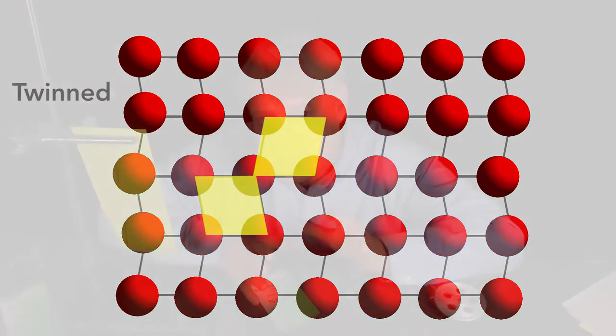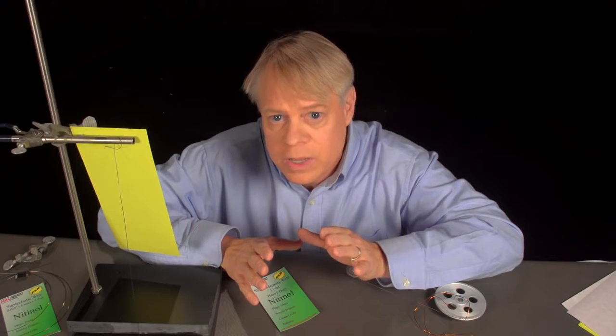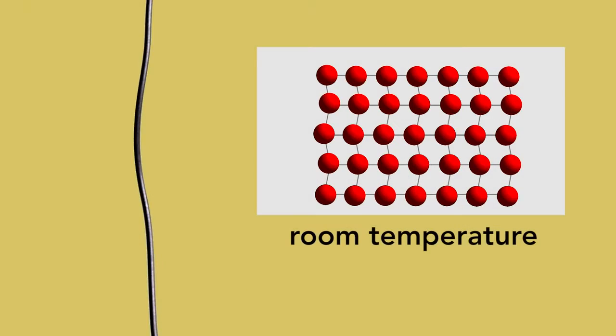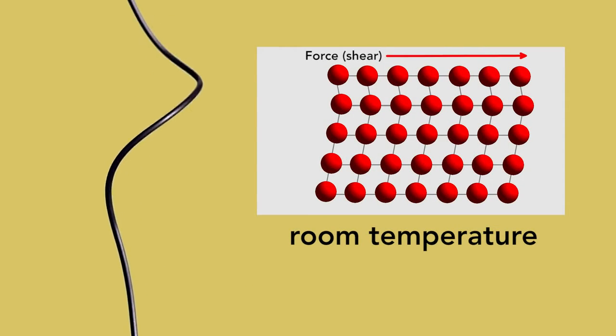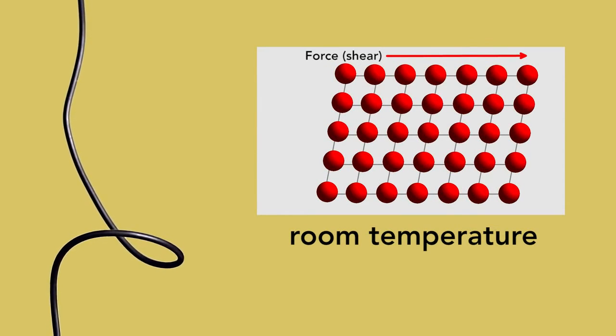What produces the memory effect in nitinol is that these two orientations can easily be changed from one to the other with very small motions of the atoms. For example, if I take the cooled nitinol and change its shape, some of the crystallites might experience a shear, a force across the top. Notice that in response, the atoms move and change the ratio of the two types of rhombuses. In this example, they all change to one type.